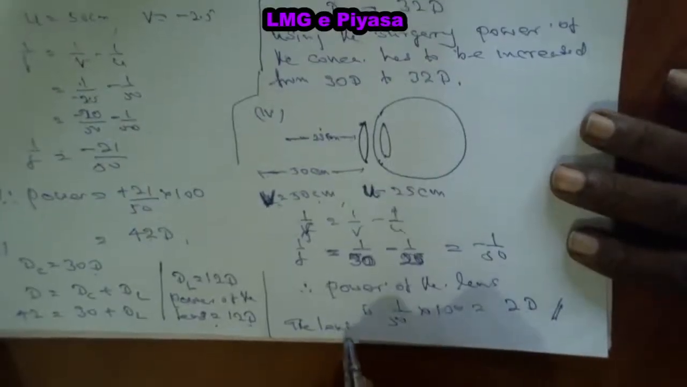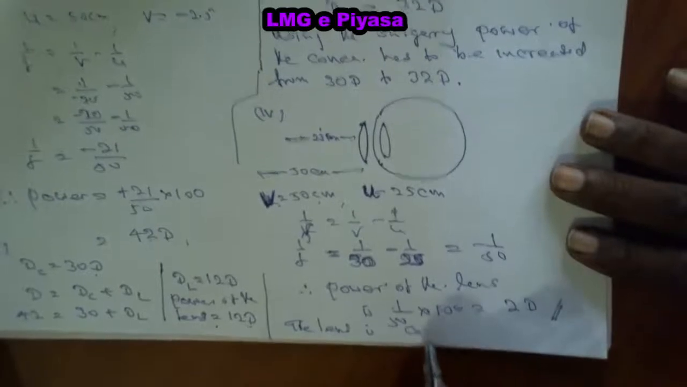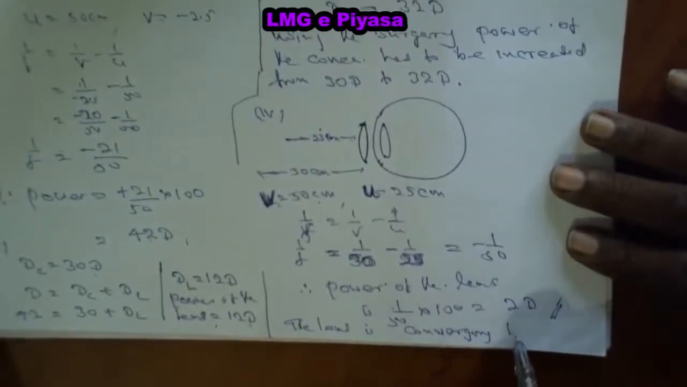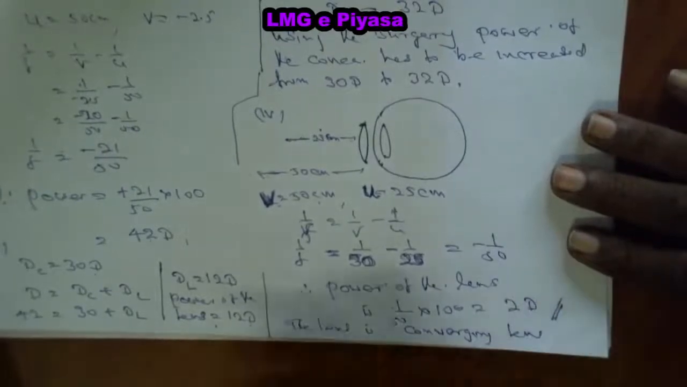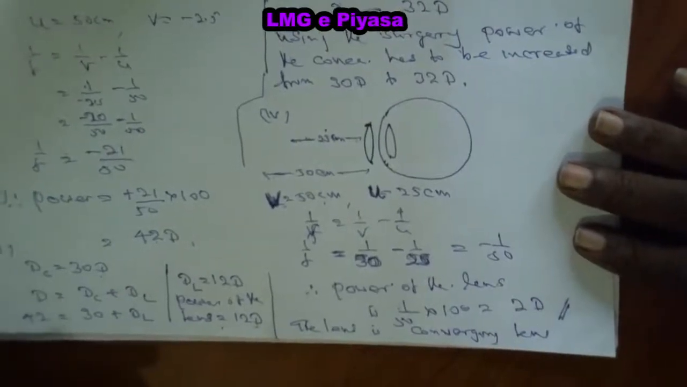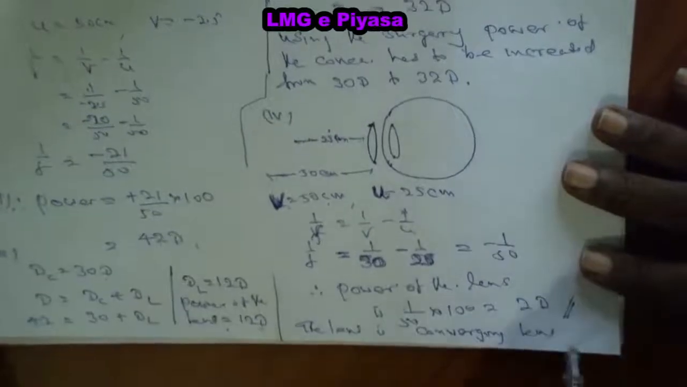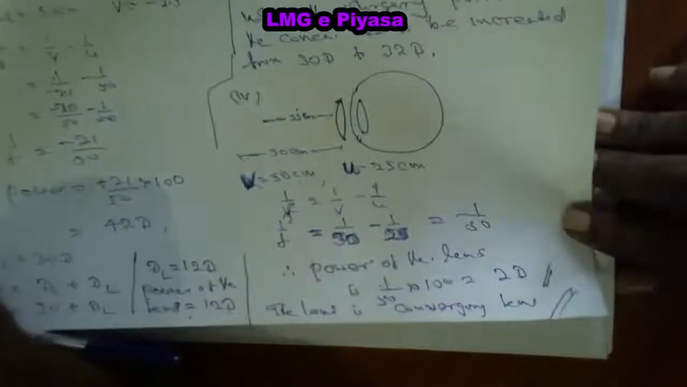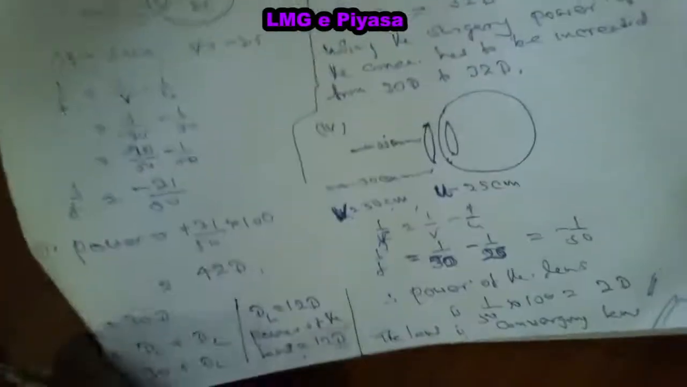The lens is a converging lens, or convex lens. Convex lens. Right? That is part D.